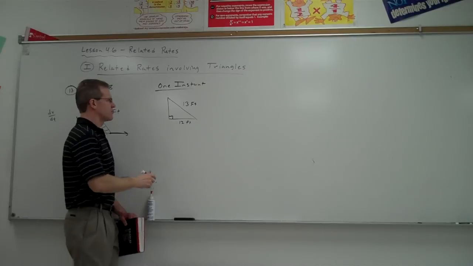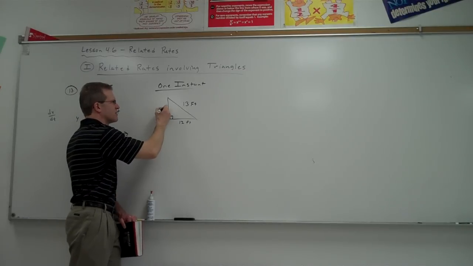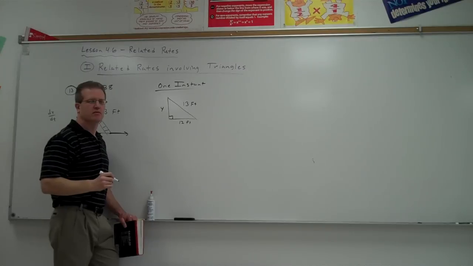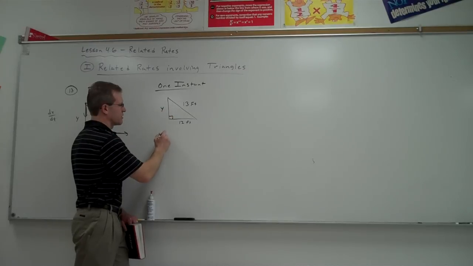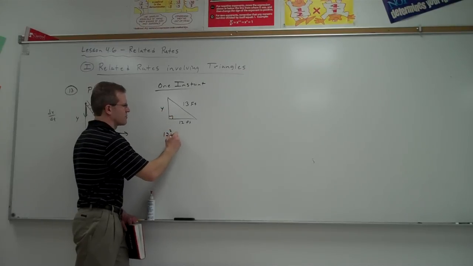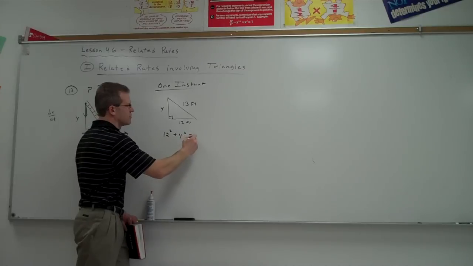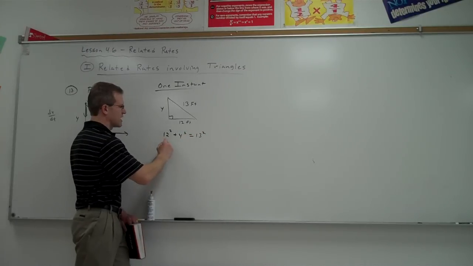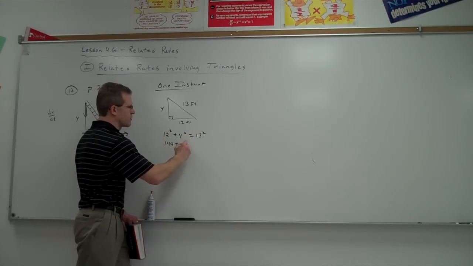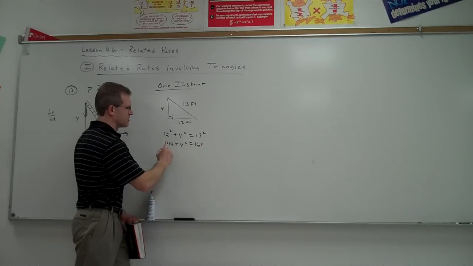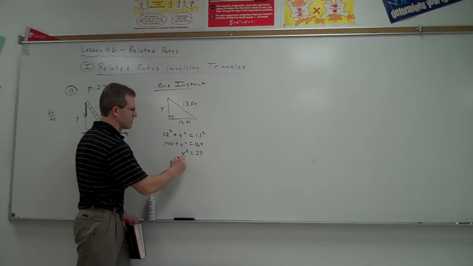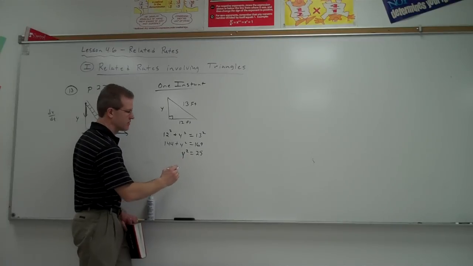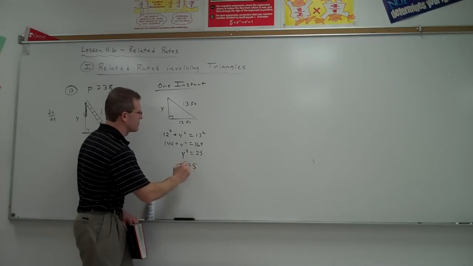Okay? So first of all, how could I find y? Pythagorean theorem, yes? So 12 squared plus y squared equals 13 squared. Or if you happen to know some of your common right triangles, you might know this answer from geometry. So let's go ahead and work it out. 144 plus y squared equals 169. Subtract 144 off both sides. Y squared equals 25. So what's y going to equal? 5. So y will equal 5 feet.